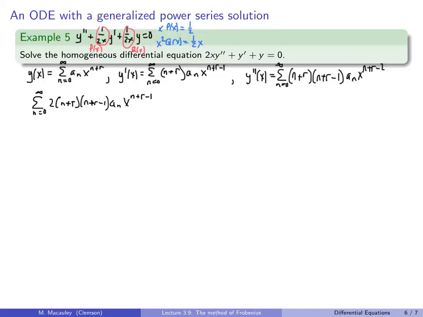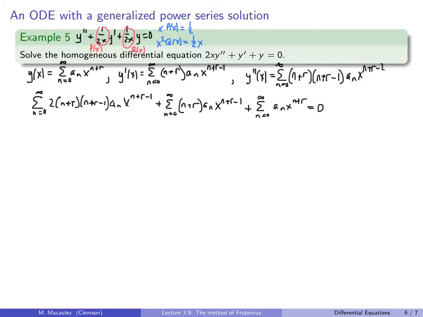Okay, so this next term, this is y prime. That's just, this thing gets copied down here. So this is the sum from n equals 0 to infinity of n plus r times an times x to the n plus r minus 1. And then this last term, this is just y, that's just this term here. So that's going to be the sum from n equals 0 to infinity of an x to the n plus r, sorry about that. And this whole thing equals 0.